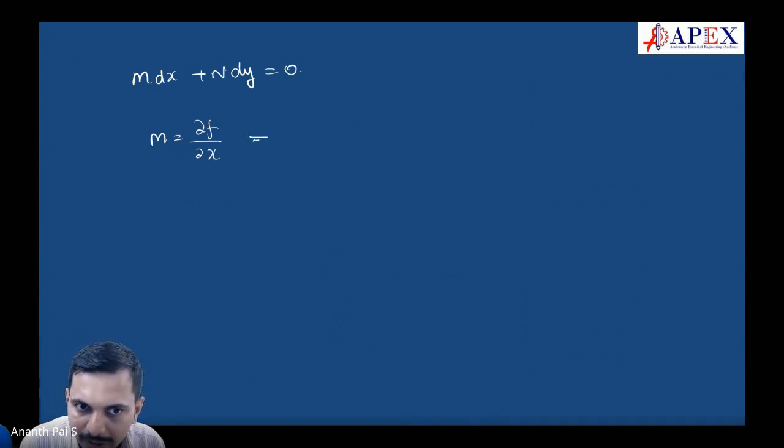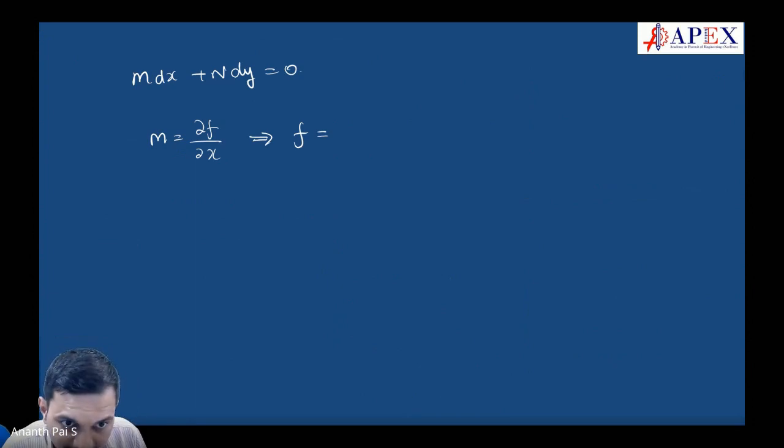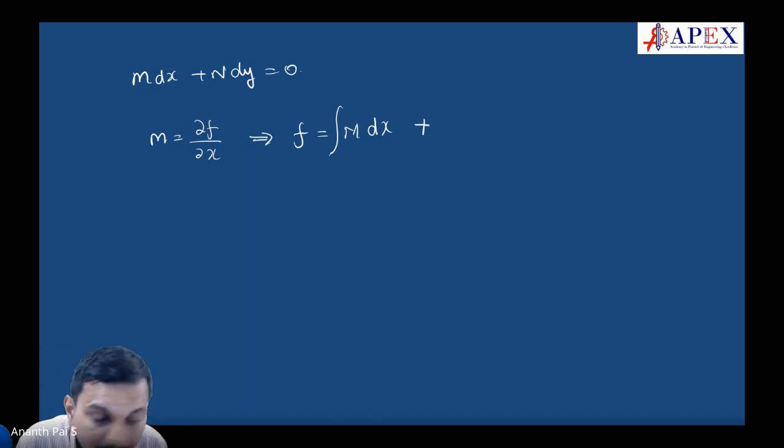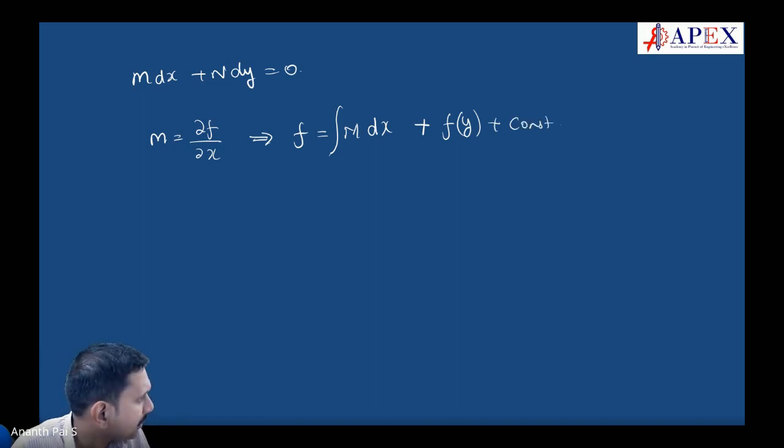So what do you write? You can write f, when you integrate this, as the integral of m dx. So we are integrating only with respect to x, but then you have y also there. So y we are considering as a constant. So you can have f of y remaining, plus maybe a constant, which we are not worried about. Later on we can add it up, right?